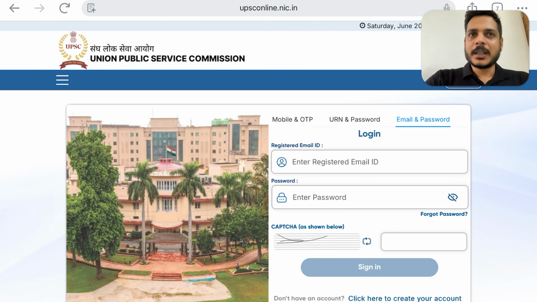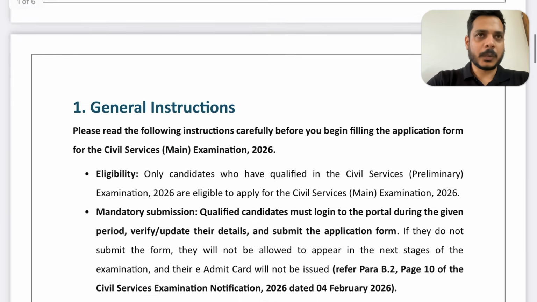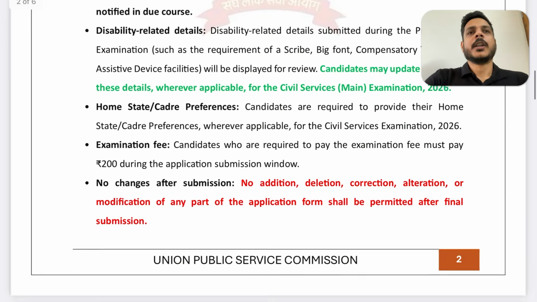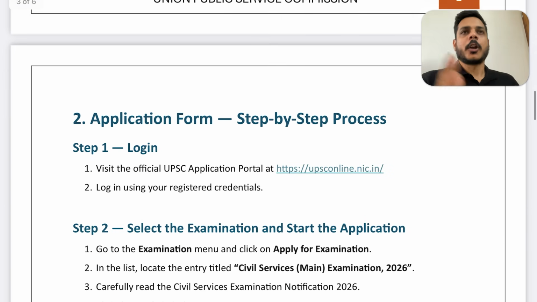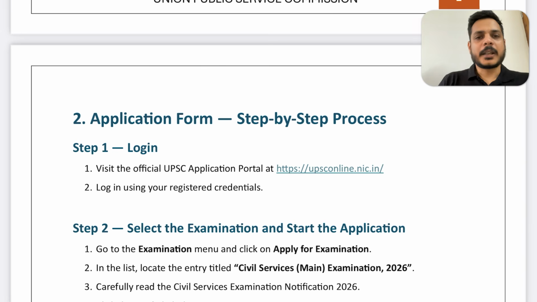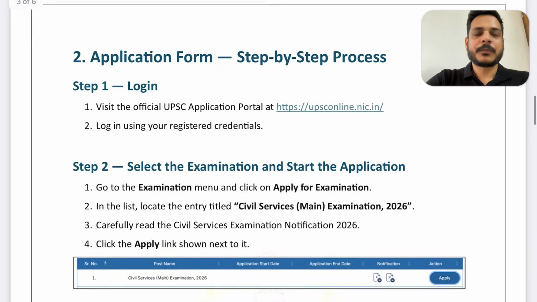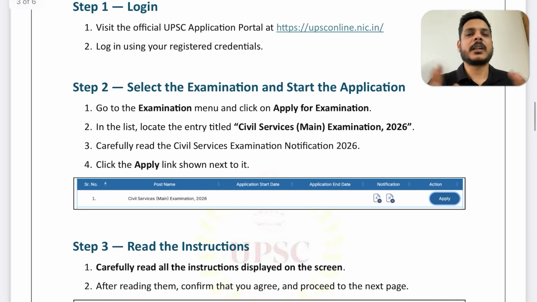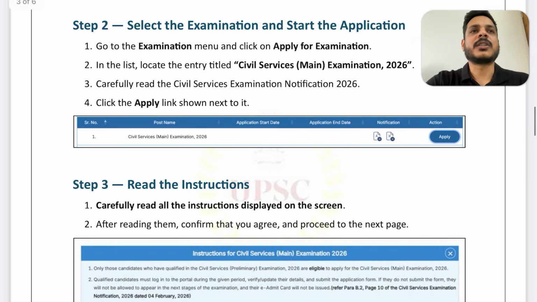Once you click on apply for examinations, it will open up and you will be required to provide your login details, whether it is through mobile and OTP, or through URN and password, or email and password. Once you have logged in, you will find a certain set of instructions. This is a PDF given by UPSC itself, which has the instructions required for you to fill the detailed application form. So we will go by step process.